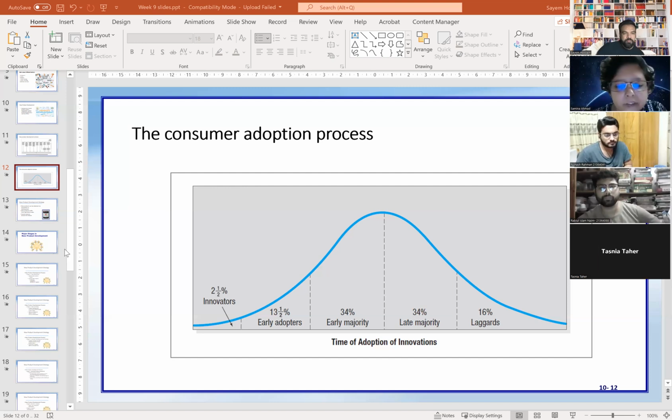Sir, I have a question actually. Seriously, Samina? Yeah, go ahead. Sir, what's the difference between the customer adoption process and the product lifecycle process?